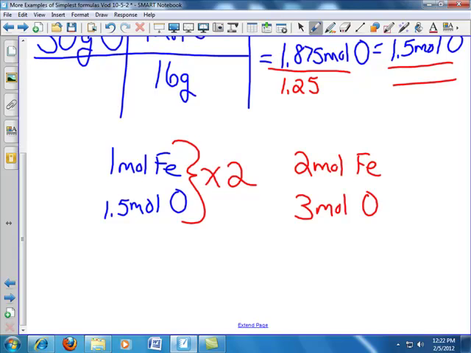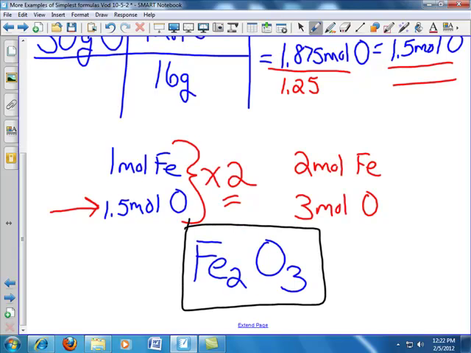So whenever one of these numbers in step 3 comes out to be 1.5, you're going to need to multiply by 2. Now I can write my formula, Fe2O3. And that would be my final, simplest formula. And hopefully you would realize that Fe2O3 is a good formula. But if you just wrote FeO2, hopefully you've done enough formulas where you realize that just doesn't even make sense. Because when you get done with these simplest formulas, for the most part, they should be recognizable.